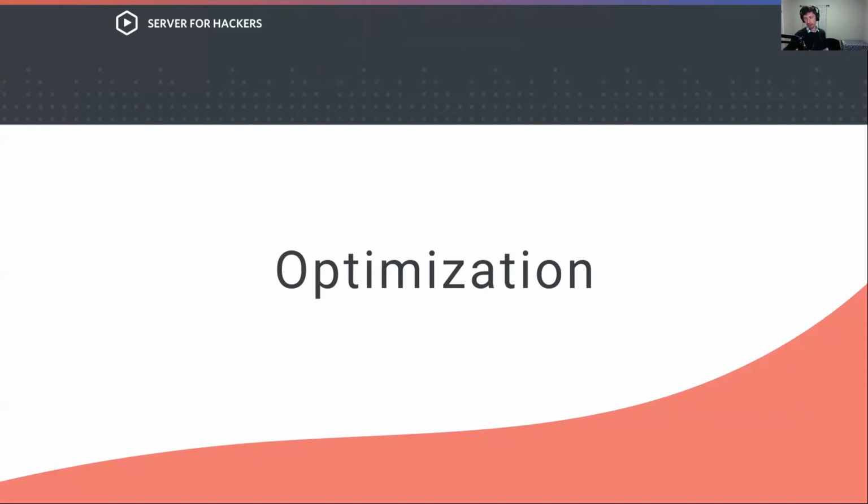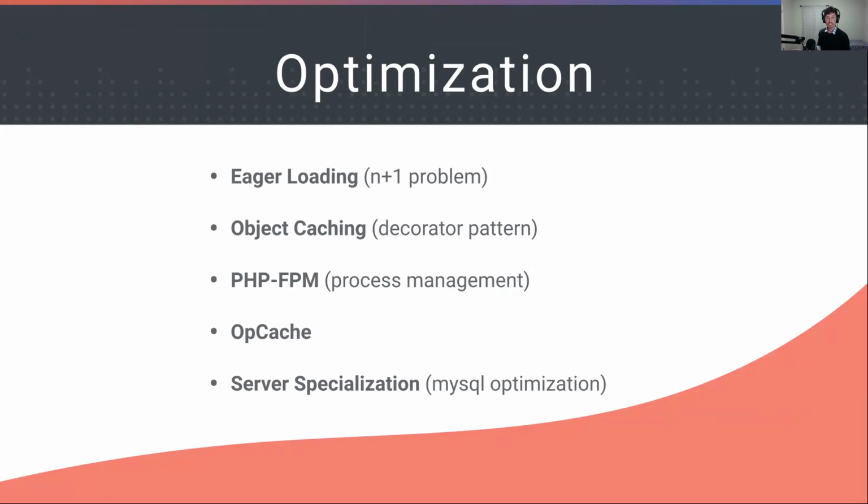Okay, so we talked about optimization, we talked about scaling out, and I talked about the goals of each of those. Let's dive into the optimization section. And the optimization section talks about some Laravel stuff and some server stuff, so we'll start in the code. In fact, this is what it covers.